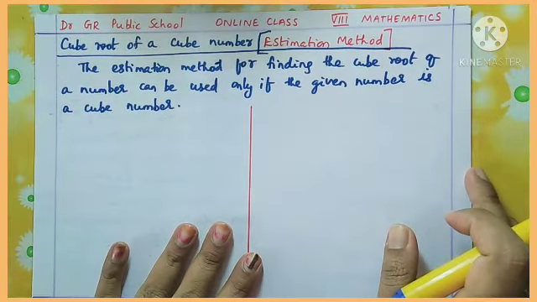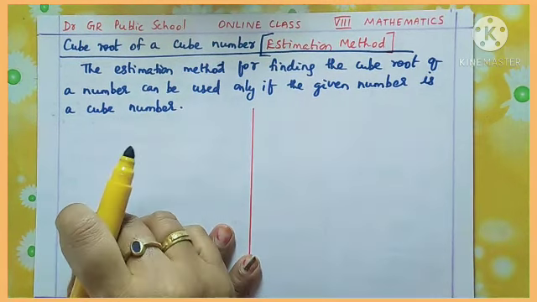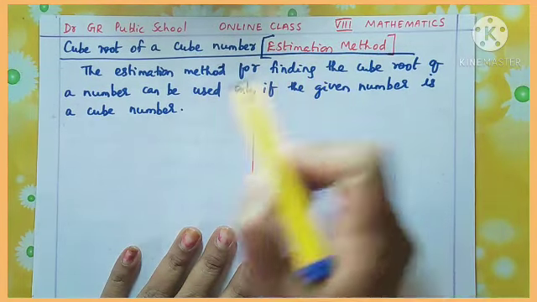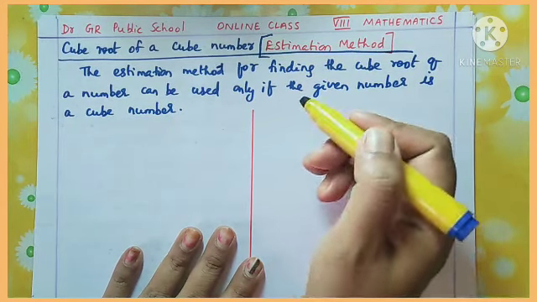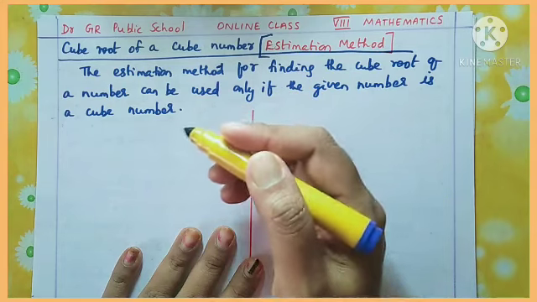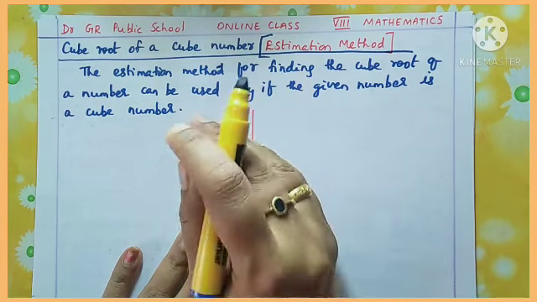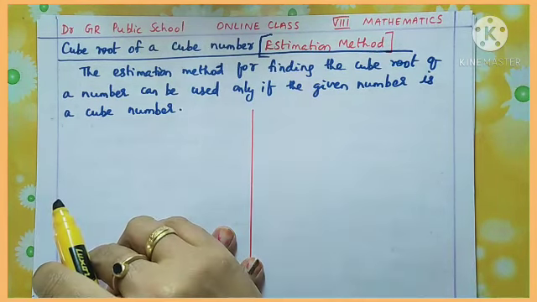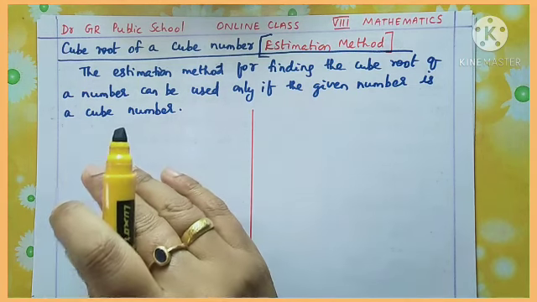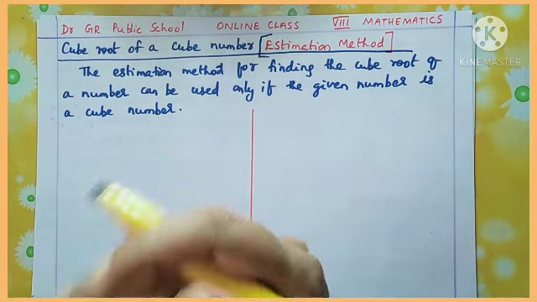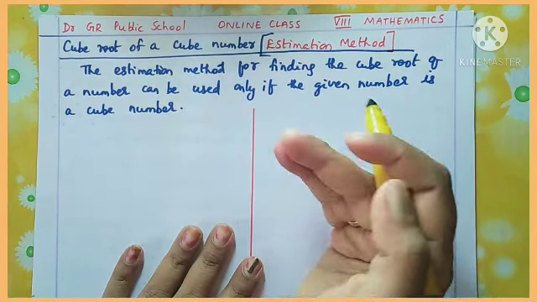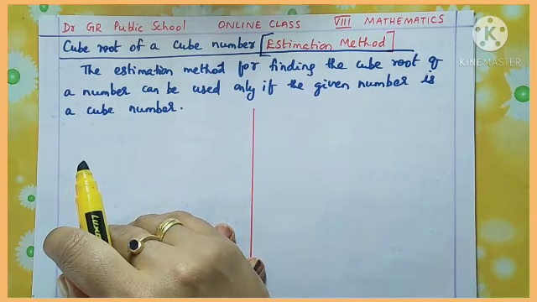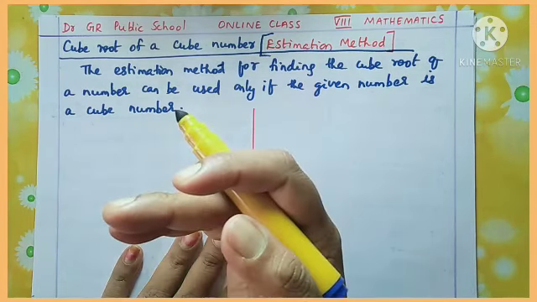Now students, we are going to see one more method to find the cube root of a cube number. Okay, so that method is called the estimation method. In the estimation method, we are not doing any calculation. We are not doing any multiplication or anything. Just by seeing the number given in the question, we can say what is the cube root of this given number, without any calculation.